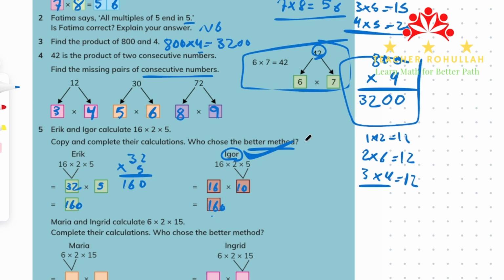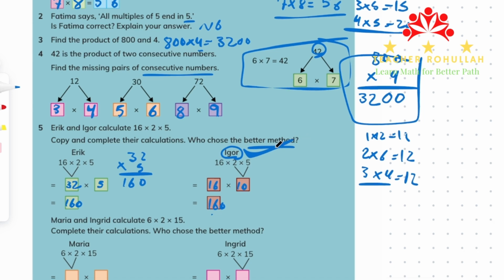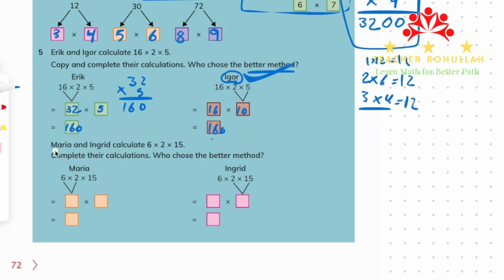Well, let's scroll up to go to the next question. In this part of question 5, it says Maria and Ingrid calculate 6 times 2 times 15. So it asks us to complete their calculation and say who chose the better method. To see who chose the better method, we have to first complete the calculation and then decide which one is the better one. Maria's one is on the left and Ingrid's one is on the right.